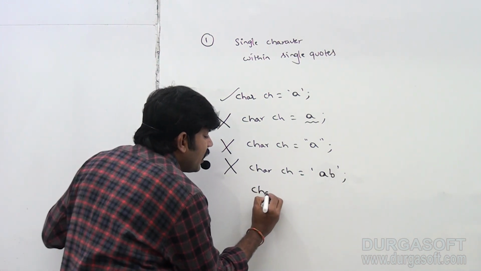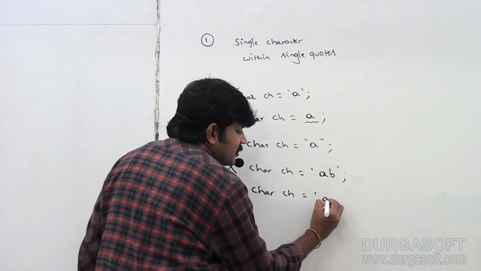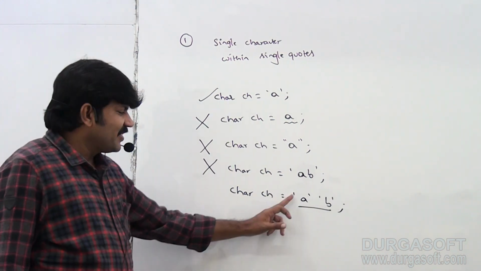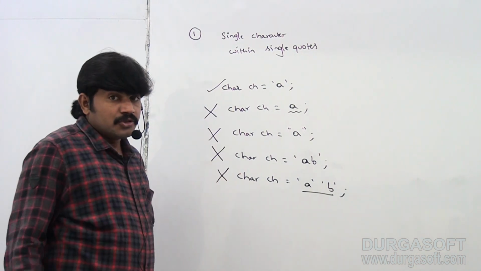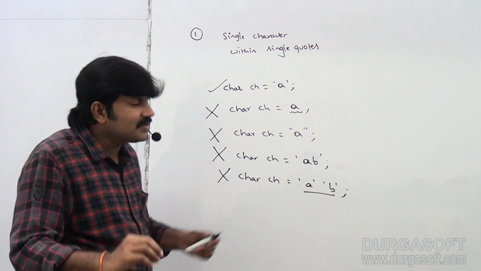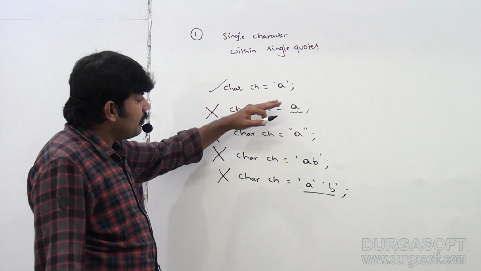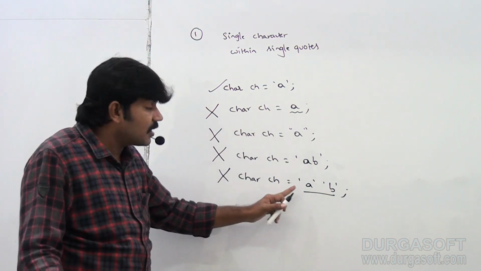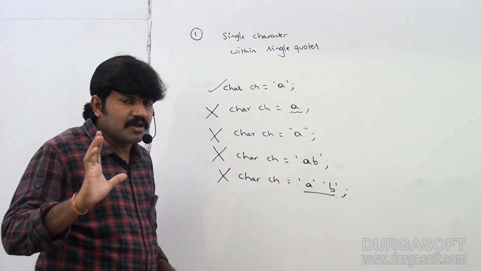Next, char ch is equal to, here single quote a, within single quote b, I'm taking. Within single quote a, within single quote b, invalid, right? So the first way to specify a char literal, yes, is a single character within single quotes. By mistake, if you take double quotes, or the single quotes are missing, or multiple characters, immediately we are going to get a compile time error.